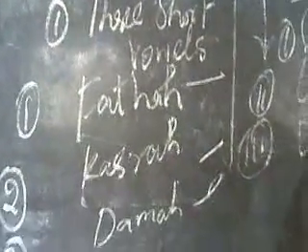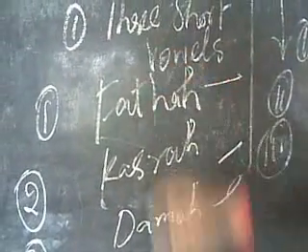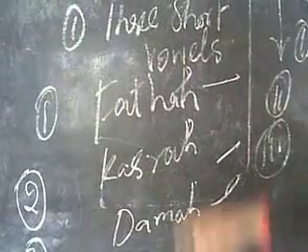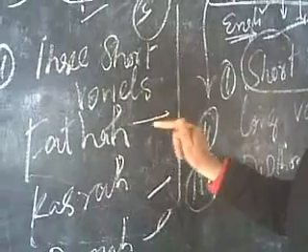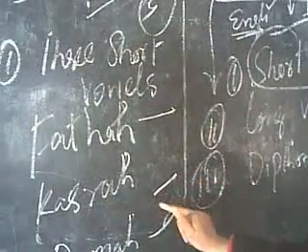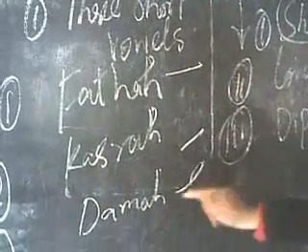So how many vowel sounds are there in Arabic language? Three vowel sounds. The first vowel sound, that is Fatha. Read also, that is Fatha. And the number second is Kasra, and the number third is Dhamma.